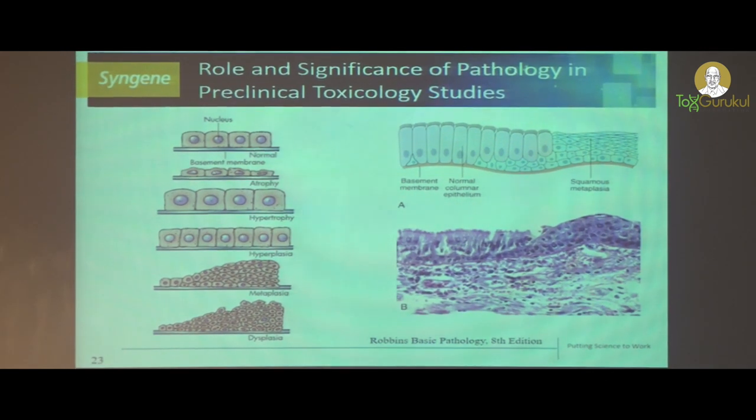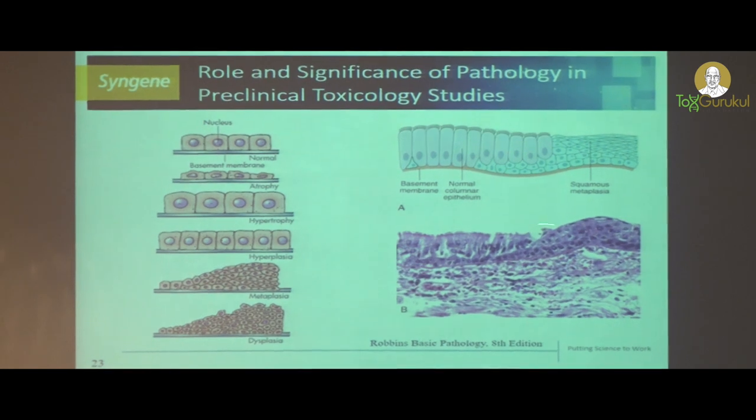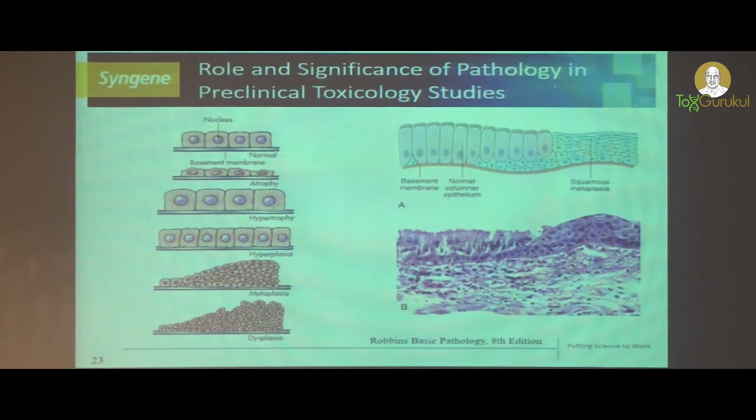And metaplasia is the conversion of one adult cell type to another adult cell type, wherein the cell can withstand the new environment and survive in the toxicant exposure. An example is exposure to smoke. Exposure to smoke causes squamous metaplasia of the tracheal epithelium. Although cells survive, they lose mucociliary function, so ultimately it may be prone to more infections. The next phase is dysplasia, which is a precancerous condition and which will progress into neoplasia. So these are all some basic changes occurring at the epithelial level.